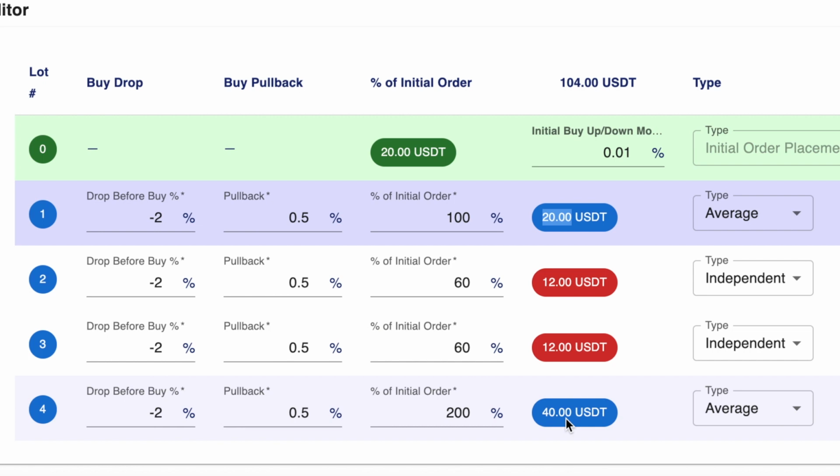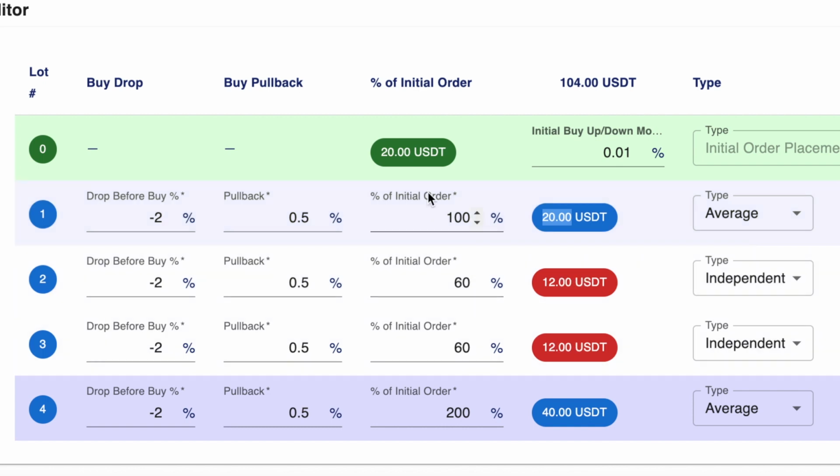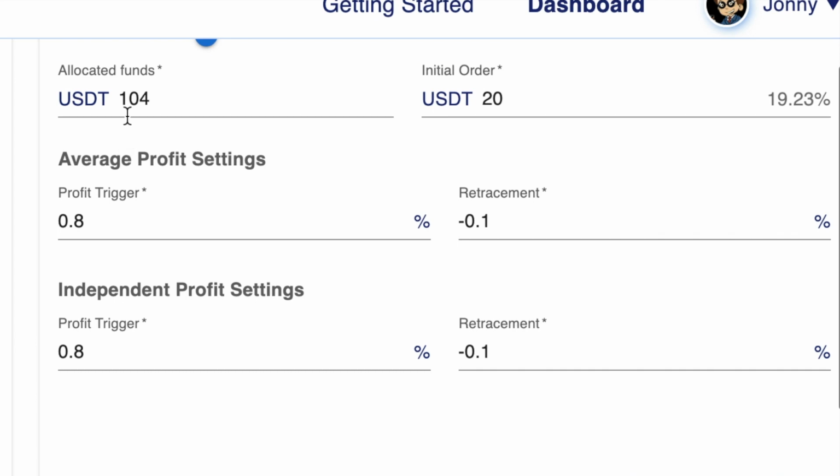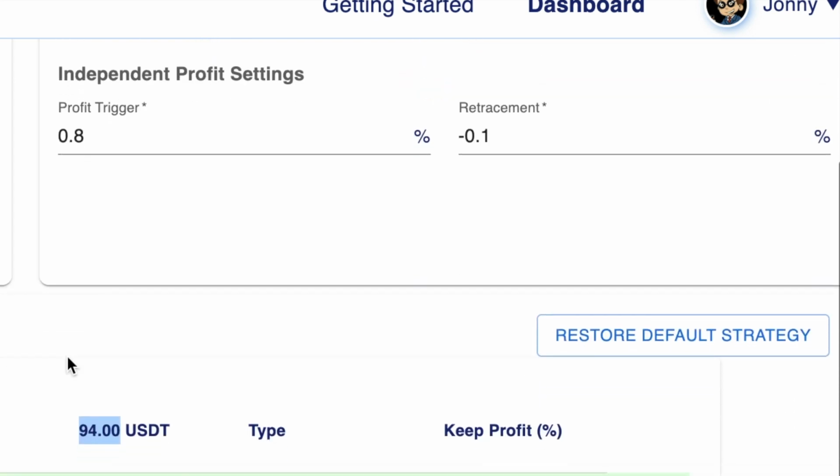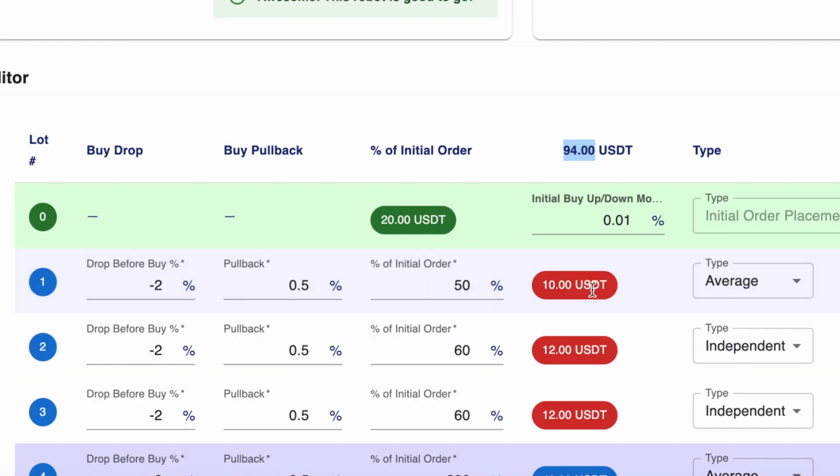So that's a martingale formula. I'm not going to go into a martingale formula in this video. The independent amount is nothing to do with martingale formulas. You can see it says 12 and 12. In this setting here, you can, if you wish, change the amount that you want to trade with. So that says 100%, which was $20. If I change this to 50%, you'll see that that goes down to $10. And now my budget has gone down again to $94. So if I was going to keep that setting at 50%, I would come back up and I would change this 104 to 94. So you're able to change any of these settings that you like.